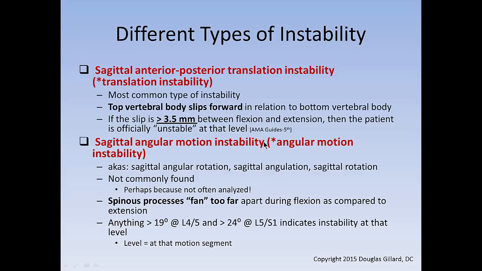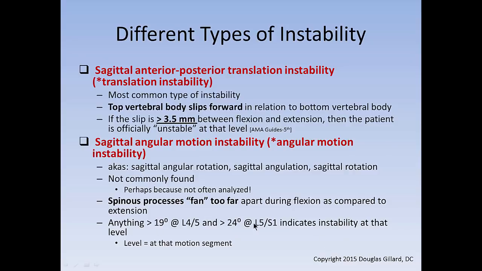This one you may not be familiar with, and you should be: the sagittal angular motion instability, aka angular motion instability. There's a bunch of AKAs. This means the instability is not slip sliding forward and backward, and it's not slip sliding laterally. It actually occurs during flexion or extension, usually during flexion. When you bend forward, there's been some type of damage to the ligamentum flavum and the interspinous ligaments, and it allows the vertebrae to fan too far apart.